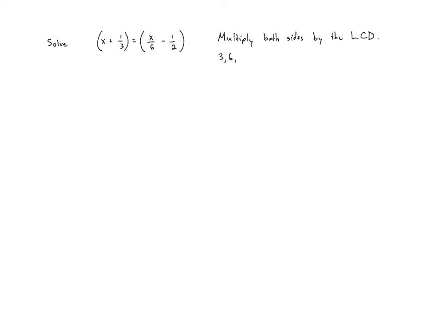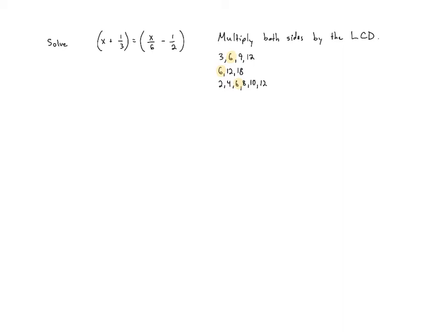Multiples of 3 are 3, 6, 9, 12. Multiples of 6 are 6, 12, 18, etc. Multiples of 2 are 2, 4, 6, 8, 10, 12, etc. And we can see here that 6 is the smallest number that is a multiple of all of them. 12 is also a multiple of them, so 12 could work as a common denominator, but we want the smallest number that works, which is the least common denominator.